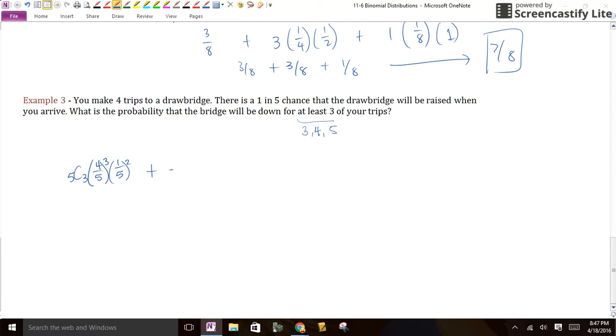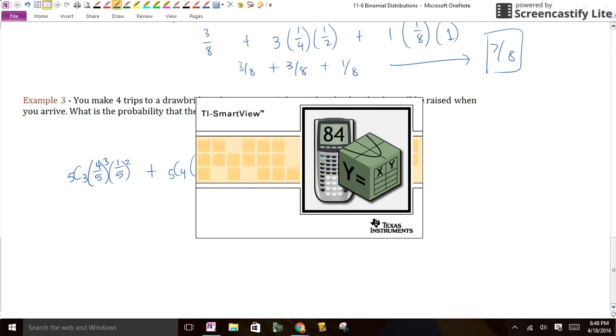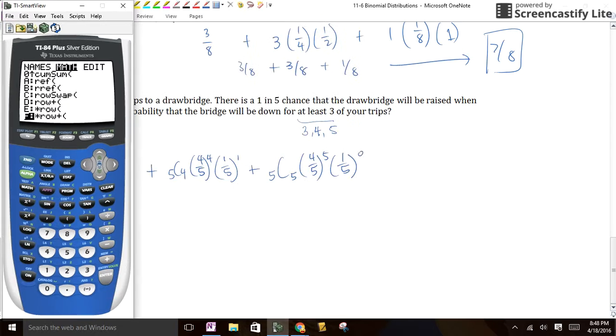So I will do 5C4. Again, the probability is still 4/5 4 times, but now 1/5 only 1 time. And then the least likely probability is that the drawbridge is down all 5 times. So the 1/5 chance that it's up, not going to happen. All right, add all that together. Now, this one's a little trickier, so I'm going to have virtual Sheila do this problem for me, and I'm going to be good.